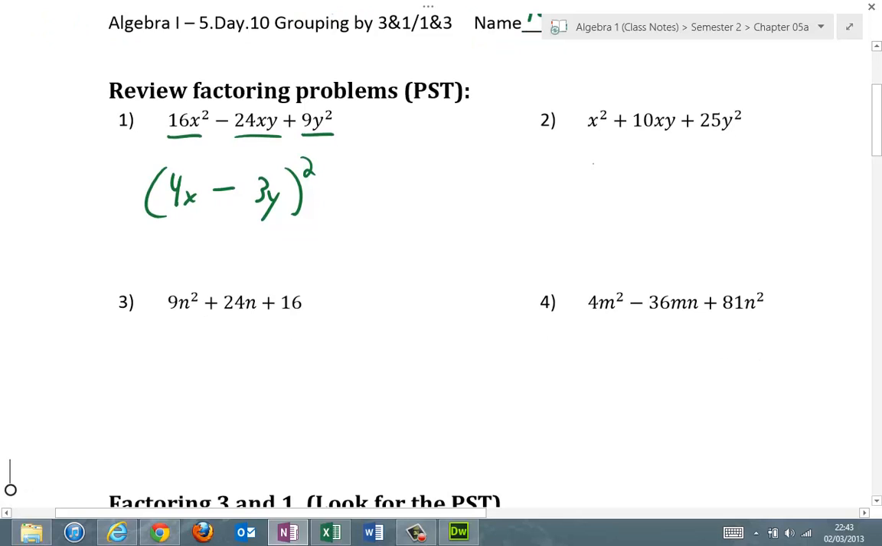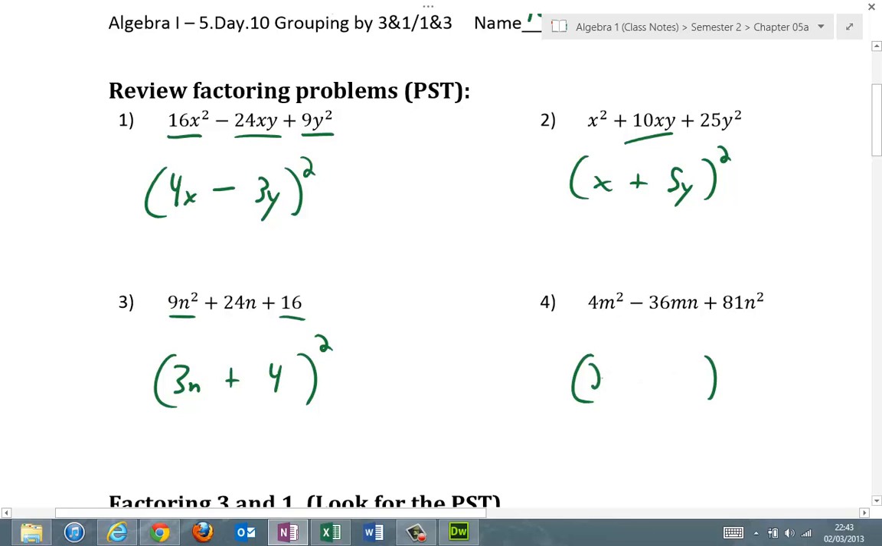Number 2, if I look at what this is, this would come from x and from 5y. It's all pluses, and 2 times 5y times x is 10xy. So we can put a square there. Number 3, if I look here, I have a 9n squared and a 16, 3n and 4, plus 3n times 4 is 12n, times 2 is 24n, so we can put a square there. And number 4, if I split this up, I could have a 2m and a 9n. 2 times 9 is 18, times 2 is 36, put a minus and put a square, and that's it.